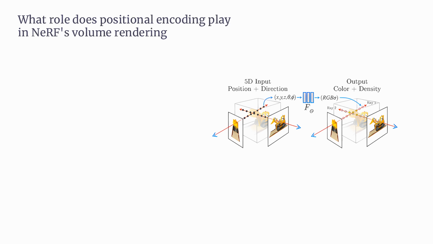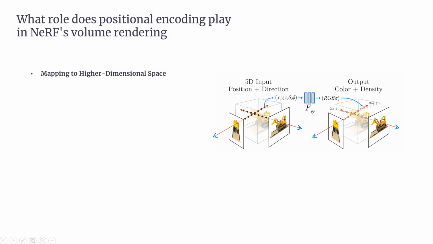Now let's break down the importance of positional encoding in neural radiance fields, particularly in how it enhances the volume rendering process. Positional encoding plays a key role in allowing NeRF to capture complex details in 3D scenes, which is essential for producing realistic and detailed images. Here's how it works.